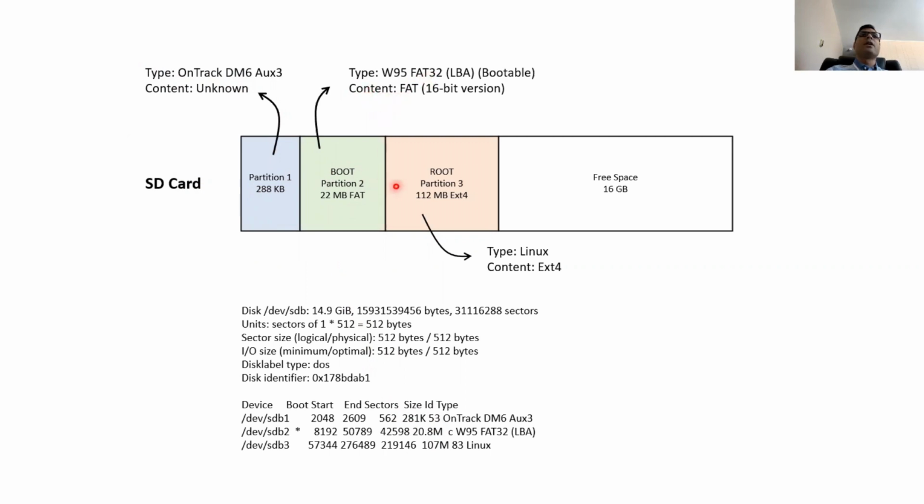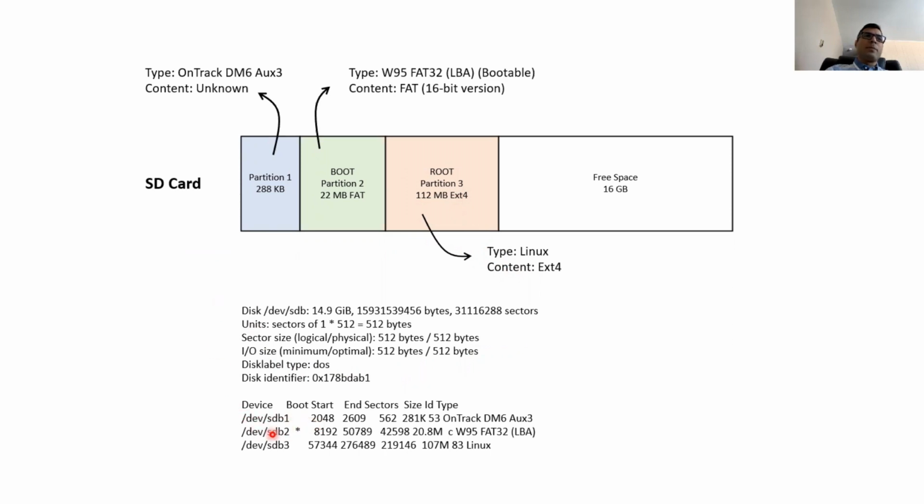The second partition is dedicated for the boot partition, and the type should be FAT32, and the content should be FAT. The third partition is dedicated for the root file system, and this is the largest partition, and the type should be Linux, and the content depends on the U-boot and your SoC. It can be either EXT3, EXT4, or FAT.